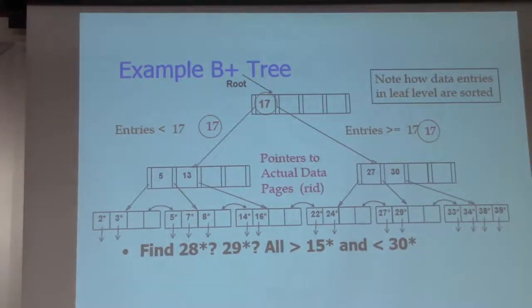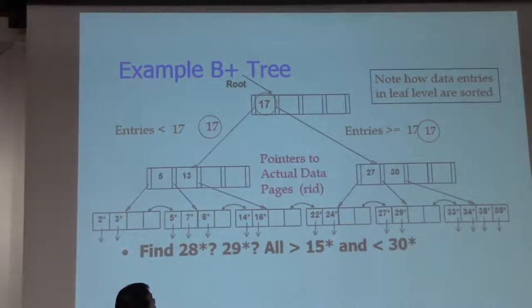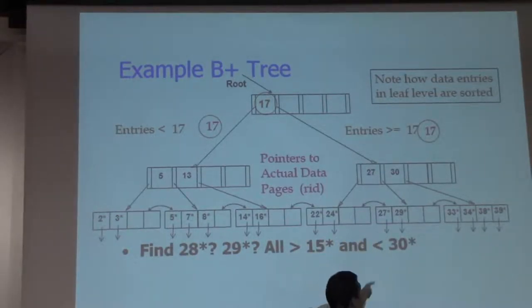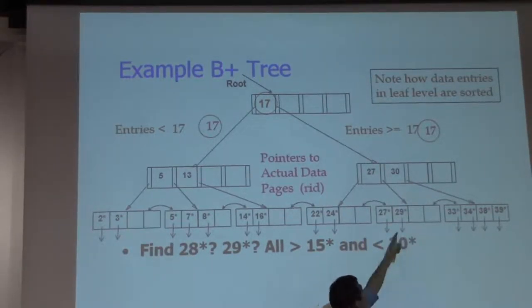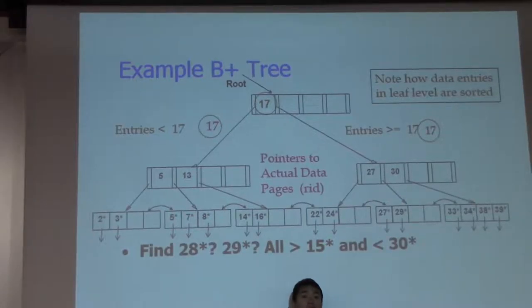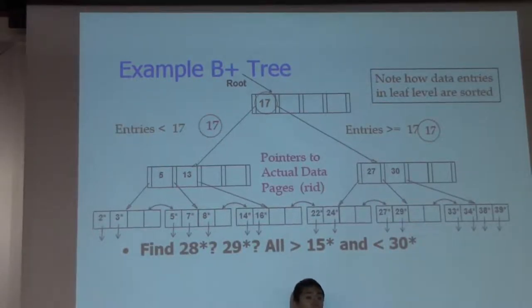So you can run through these examples quickly. For example, find 28*. How do you do that? You load the root page, 17, 28, you should go to the right. So you load this page. Then 27, 30, you should follow the pointer in the middle. So you load this page. And once you load this page, you know 28 does not exist in my database. Okay?